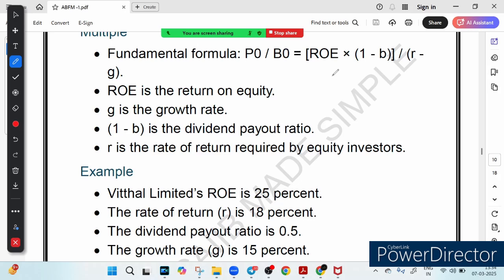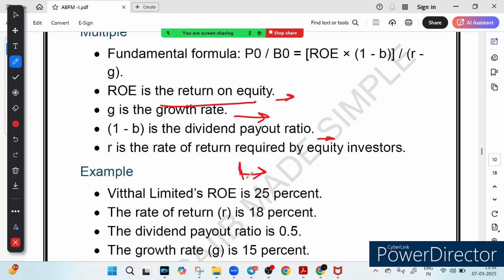So first thing is ROE. ROE is return on equity, which measures how much profit a company makes for every rupee of the shareholder's money, right? Suppose a shareholder is paying 1 rupee, how much profit the company makes, that is called ROE. g is the growth rate. What is the meaning of this growth rate? It means how fast the company is growing in profit. (1 minus b) is the dividend payout ratio, that means how much of the profit is given to shareholders as dividend. And r is how much return the equity investors are expecting.